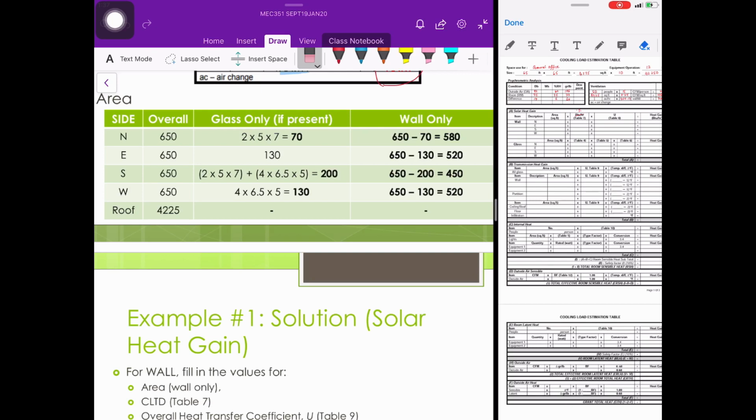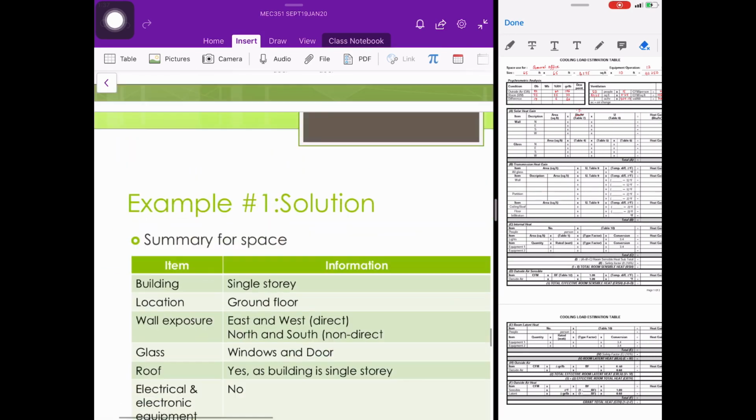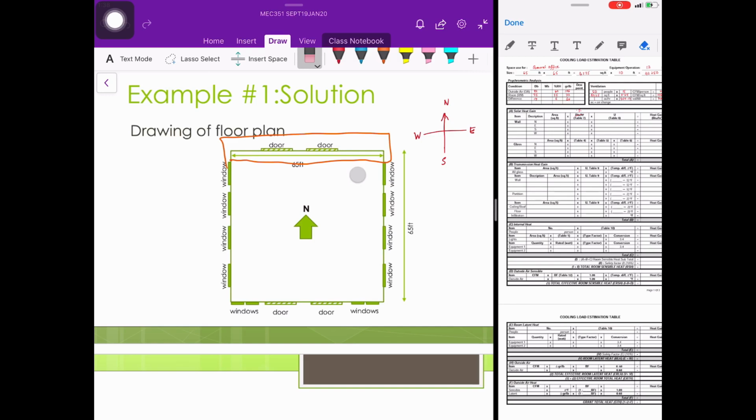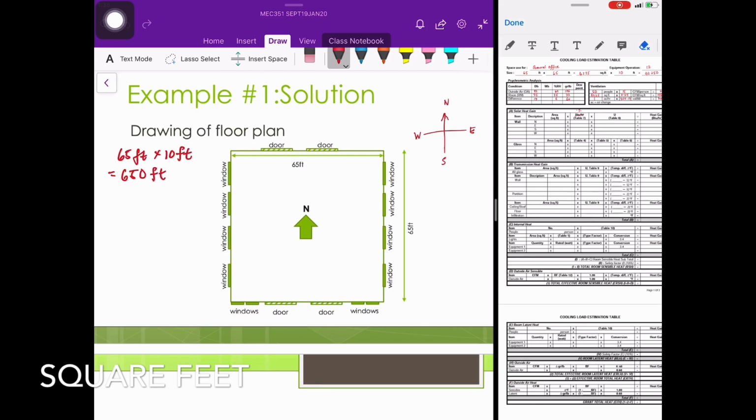Please develop this table for each side. We are going to get the overall area. For example, we know that the ceiling to floor height is 10 feet, and we know the length and width is 65 feet each. So let's take the north side. So it's going to be this wall, right? So the total area for the north side will be 65 feet times 10 feet. So we're going to get 650 feet, right?